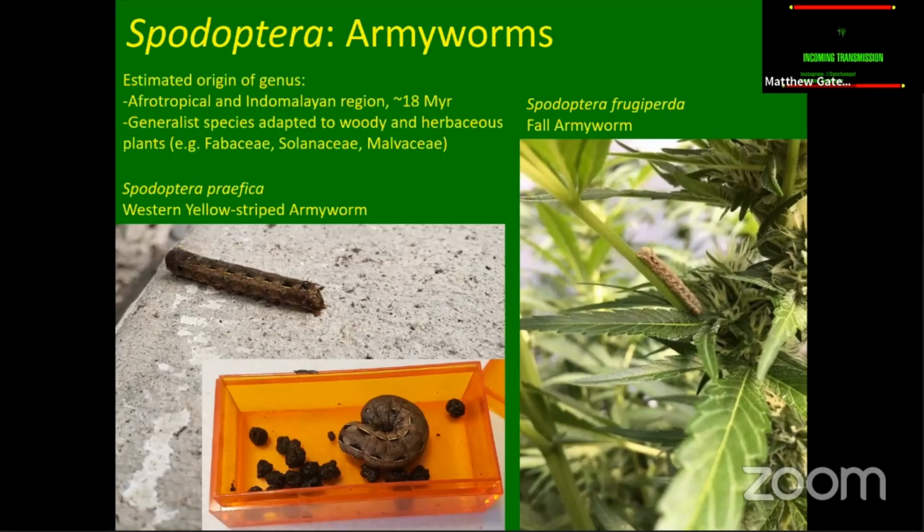Yeah, and they developed about 18 million years ago, and they tend to feed on your legumes and your beans and that sort of thing, the Fabaceae, your peppers and tomatoes and tobacco, your Solanaceae, and also the mallows, which are in the Malvaceae. So that's just sort of an example of what they feed on. They're generalists, they'll feed on woody plants and herbaceous grasses as well.